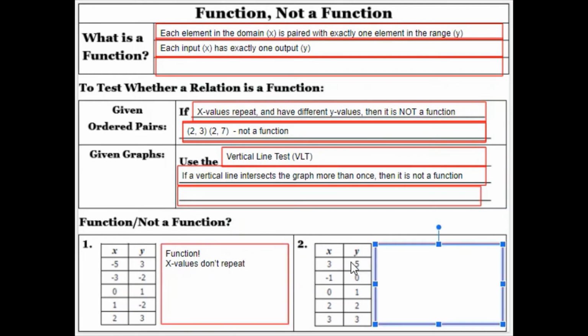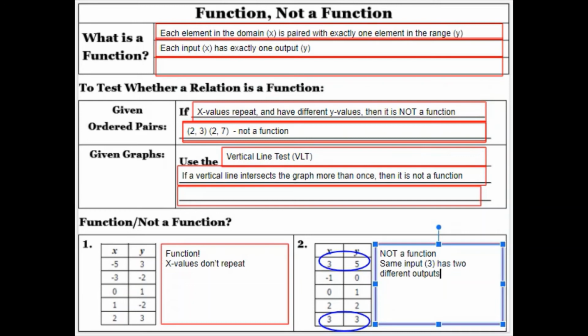How about this next one? 3, -1, 0, 2, 3. Oh, I have 3 twice. 3, 5, and 3, 3. So those 2 points, which I'm going to circle here, have the same x value but different y values. So this is not a function because the same input of 3 has 2 different outputs.